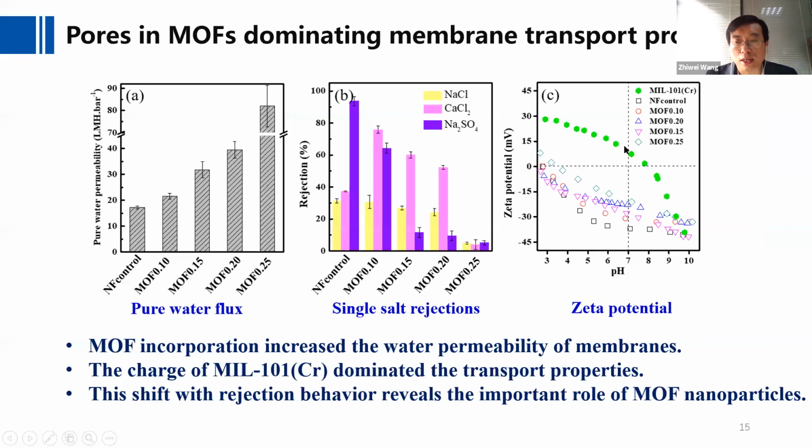Also, for clarifying the mechanisms, we also use some single salts, such as sodium chloride, calcium chloride, and sodium sulfate to detect them, to clarify the major mechanisms. Here you can see, for the sodium chloride rejection, after the incorporation of the MOF particles, the rejection of sodium chloride shows a slight decrease. It means the rejection of the sodium chloride was decreased.